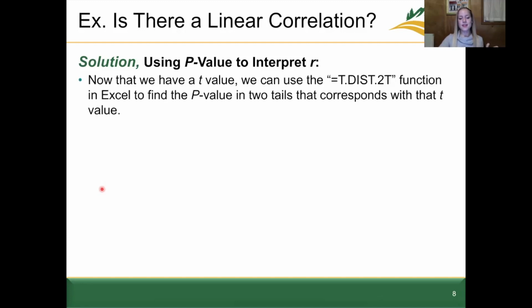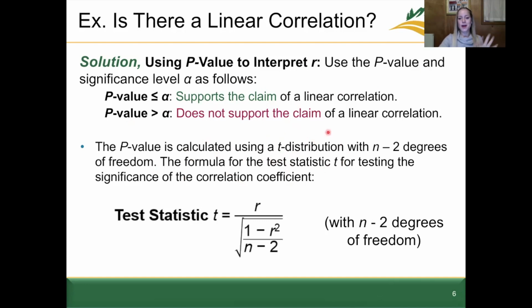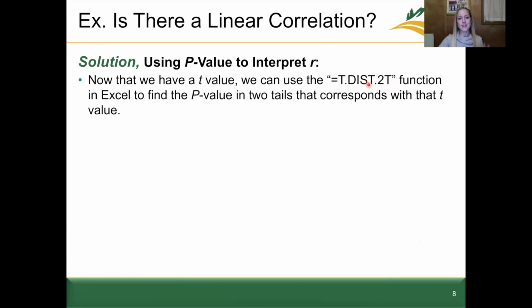So now that we have our t-value, we're going to use this function in Excel to find our p-value. If you're wondering why we're now using a t-distribution function specifically, it comes back to this point here. We're calculating the p-value using a t-distribution with n-2 degrees of freedom. Then in this function, you'll also notice this period 2t. This stands for a two-tailed test. Technically, when we're finding this p-value, we really are using a two-tailed test.